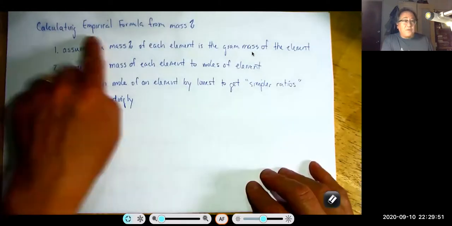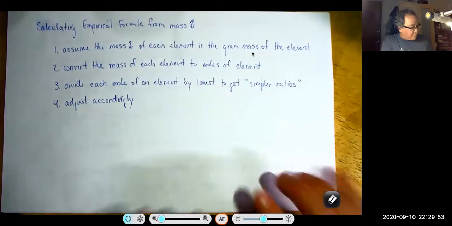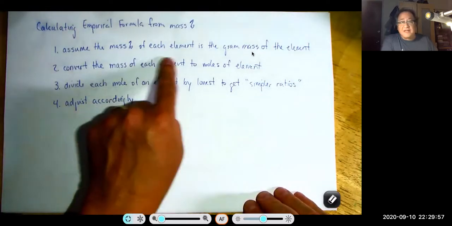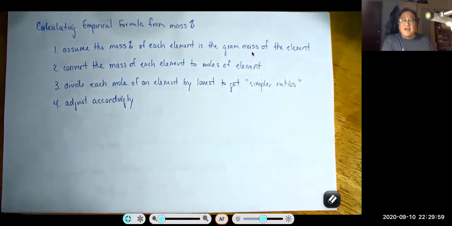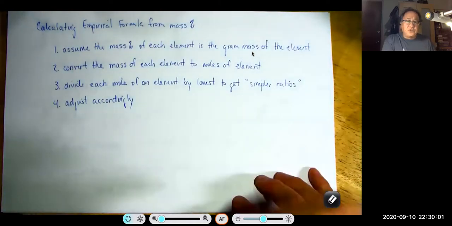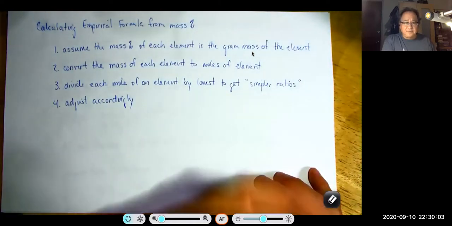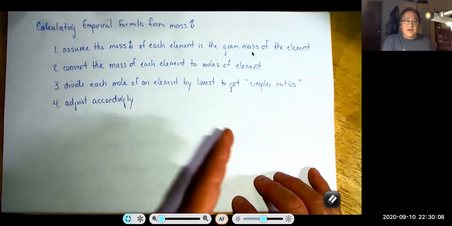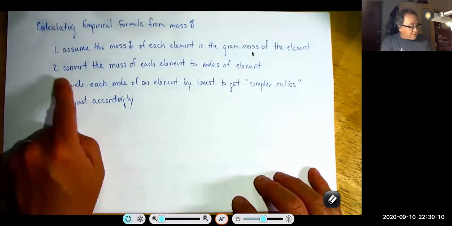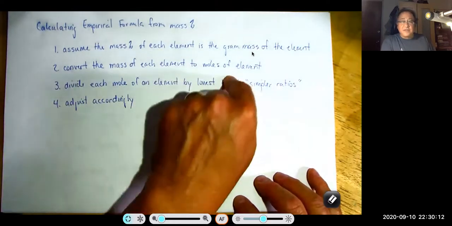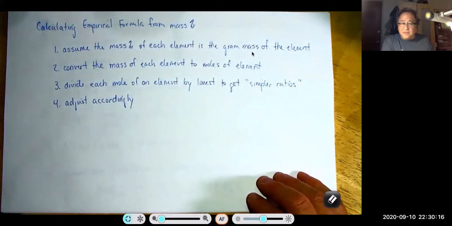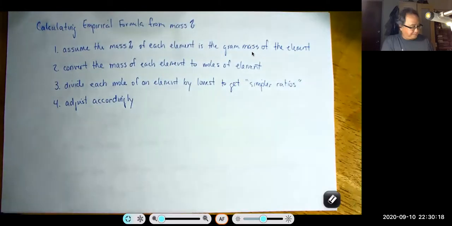Calculating the empirical formula from mass percent. Here's how you go about it. You assume the mass percent of each element is the gram mass of that element. So if you have 90% carbon, you assume that you have 90 grams of carbon. And if you have 10% hydrogen, you have 10 grams of hydrogen. Then you convert the mass of each element into moles of the element. And we've seen that before. You need the molar mass. How do you get the molar mass of an element? You use your periodic table.